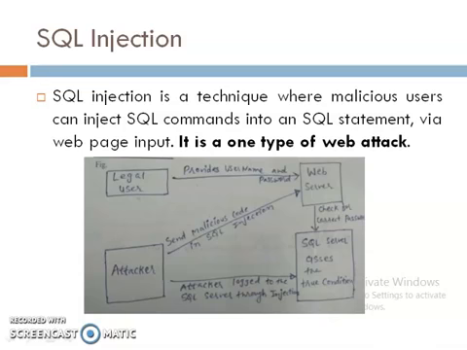Here, as shown in the figure, the legal user provides their credential information like username and password to the web server through the web application, and then the web server sends that request to the database server for checking the correct username and password. Here the database server, the SQL server, checks the true condition, and if the condition is matched, then access is granted to the legal user.